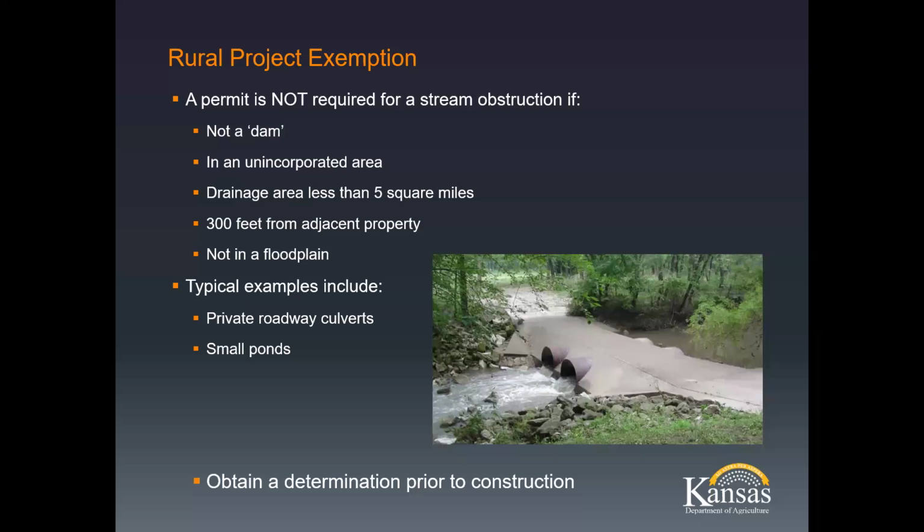It's in an unincorporated area. It has a drainage area less than 5 square miles, and everything, including the water impounded, is 300 feet from an adjacent property line, and it's not in a floodplain. So those are all things that need to be met to make that rural project exemption. So it's not just one, it's all of them. Typical examples include private roadway culverts or small ponds. Again, we request that you do get a determination from DWR prior to construction.